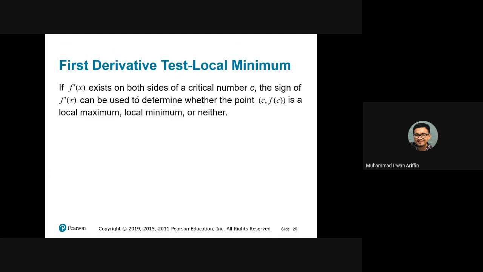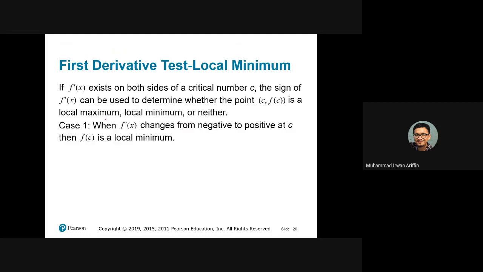We have the first derivative test. If the derivative exists on both sides of a critical number c, what is the meaning of this? It means that the slope exists. The sign of the derivative can be used to determine whether the point (c, f(c)) is a local maximum, local minimum, or neither. Okay, case one.